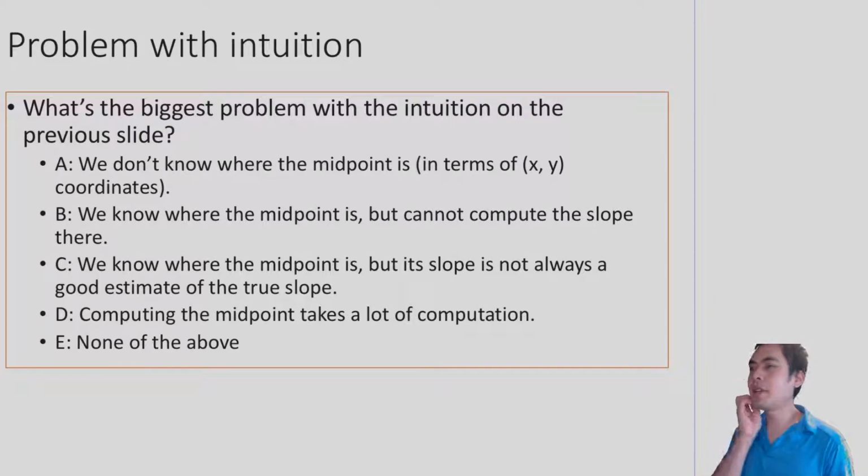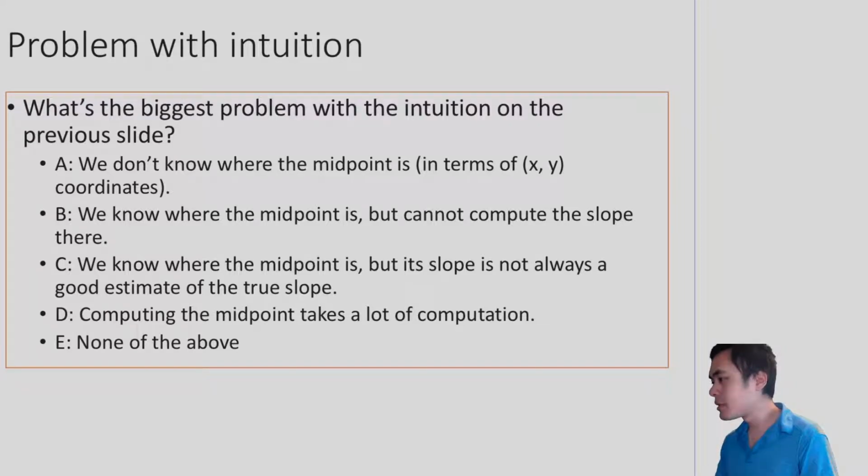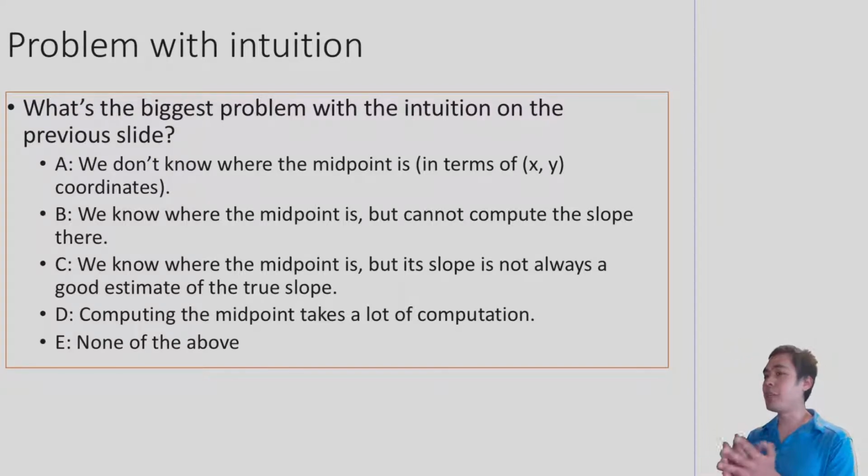Okay, so we're getting a lot of pretty good answers. We have a lot of C's, a few, let's see, we had an A. Let's see, what else did people put? Okay, so yes, it is actually absolutely true that we know the slope is not always a good estimate at the midpoint. It's not always a good estimate of the true slope. But this is actually not the deepest problem. The biggest problem here is we don't actually even know where the midpoint is.